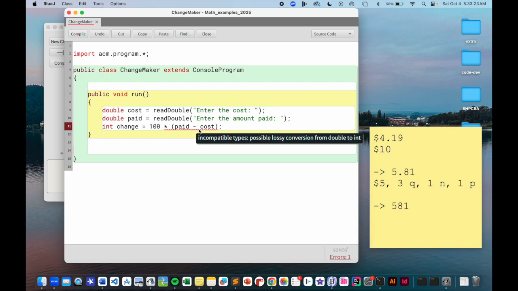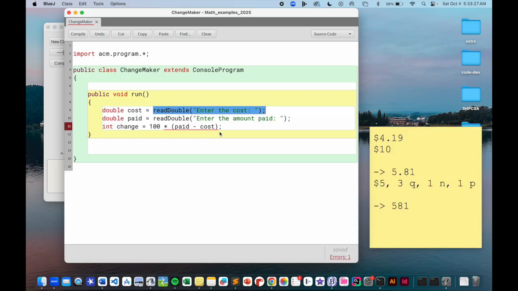However, Java doesn't know that, because hypothetically this read double could have any number of decimals. So what do I actually have to do to forcibly change this to an int? I need to do a typecast here.